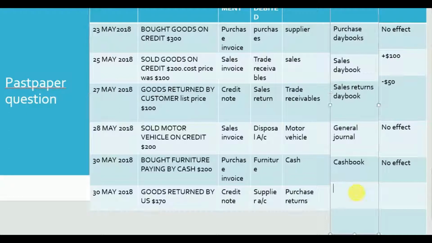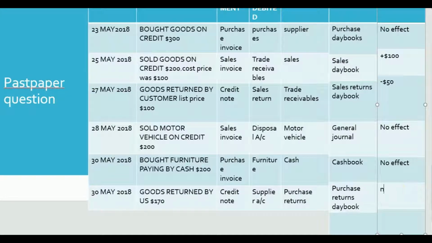And the second last column is books of prime entry. In which book of prime entry would it be recorded? Obviously the purchase returns day book. Okay, purchase returns day book. And the last is no effect on capital.